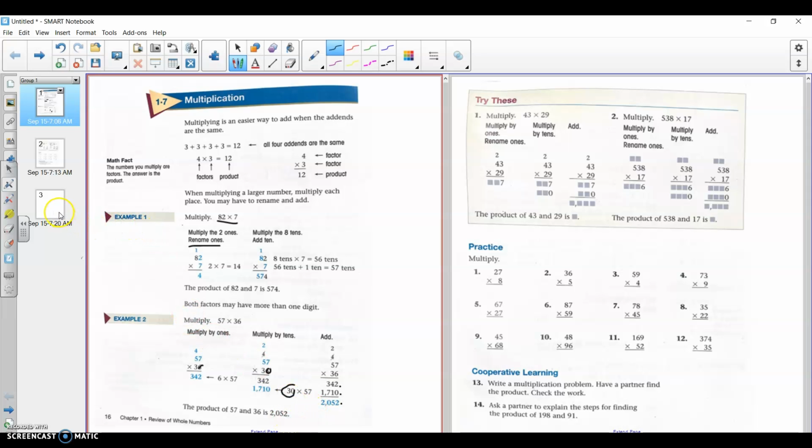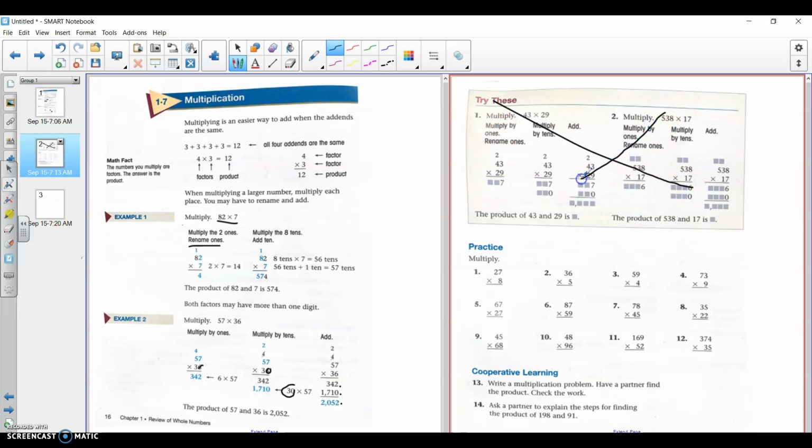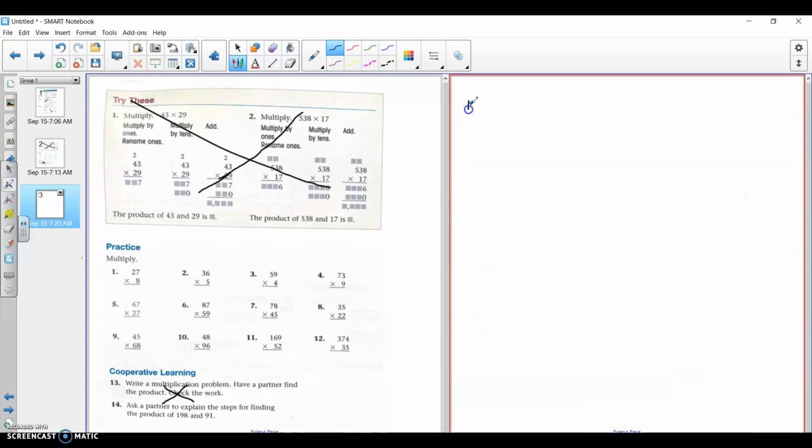One of the big things here is you're going to do an assignment, and you're going to have page 17. You're going to skip the top. You're not going to worry about this. I'm going to do number 1, so you're definitely going to need a lined piece of paper today to do your work. So if you did 27 times 8, then you're just going to show your work.